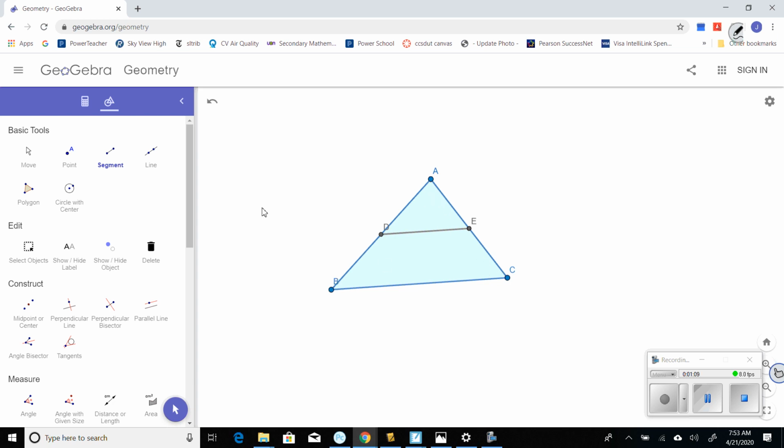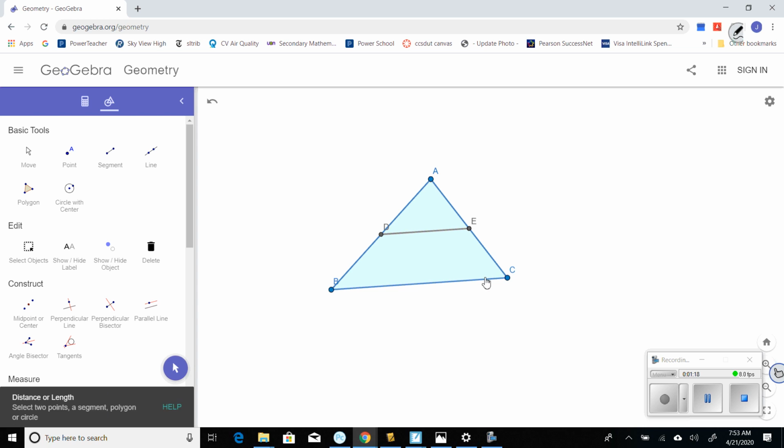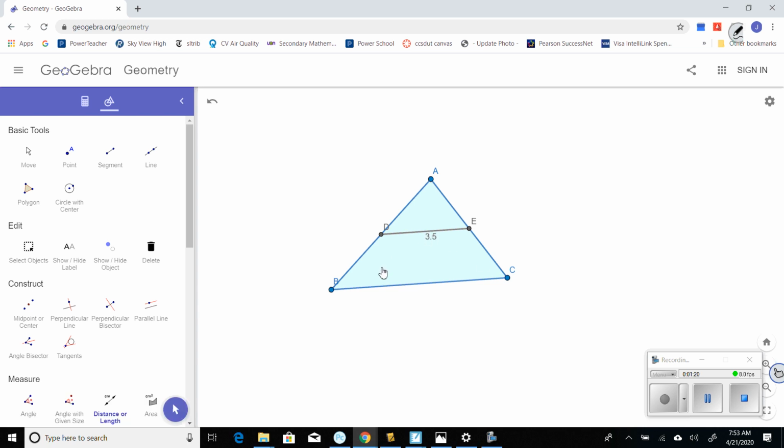Okay, there's a couple of cool relationships that happened here, so I want to find those. The first thing I'm going to do is measure the length of the mid-segment. So we'll measure the length of DE, 3.5. And then I'm going to measure the length of the third side, the side BC out here. So if I measure the length of that, 6.9. I'm going to move that around a little bit.